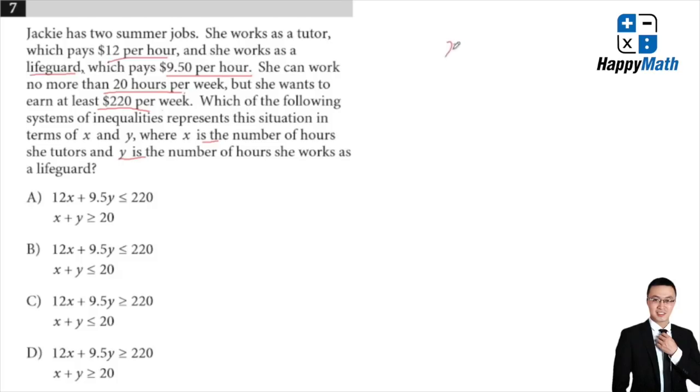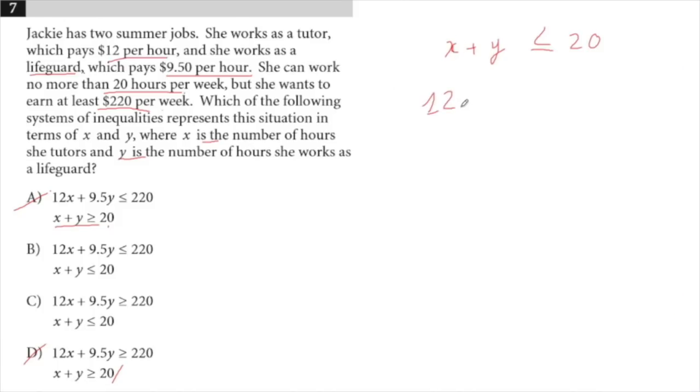Because the total of them cannot be more than 20 hours, x plus y will be less than or equal to 20. So A is out, D is out. Okay, so the total earned from the tutor is 12x plus 9.5y, which will be at least, meaning greater than or equal to, 220. So the final answer here is C.